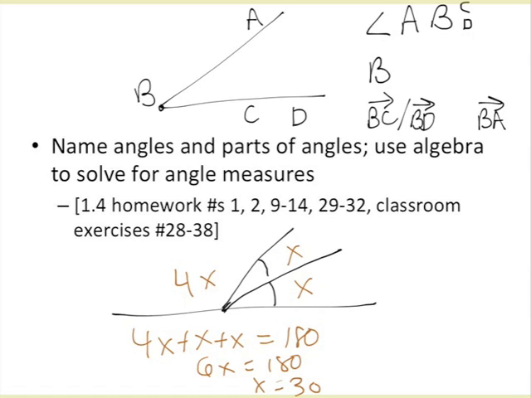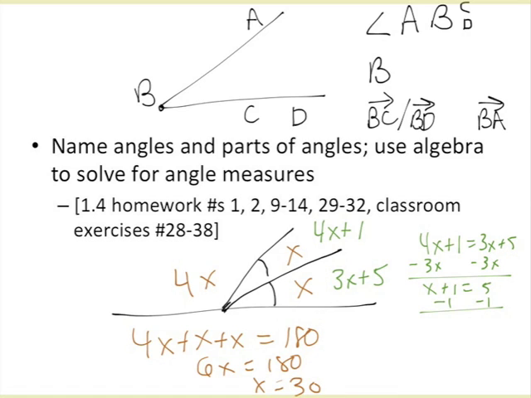Or, what if I told you this is 4x plus 1 and this is 3x plus 5? What would I do to solve for x? 4x plus 1 equals 3x plus 5. Since those 2 angles are marked as being the same size, I can say that one of the angles must be equal to the other angle. And then I could solve by subtracting 3x and subtracting 1. X equals 4.